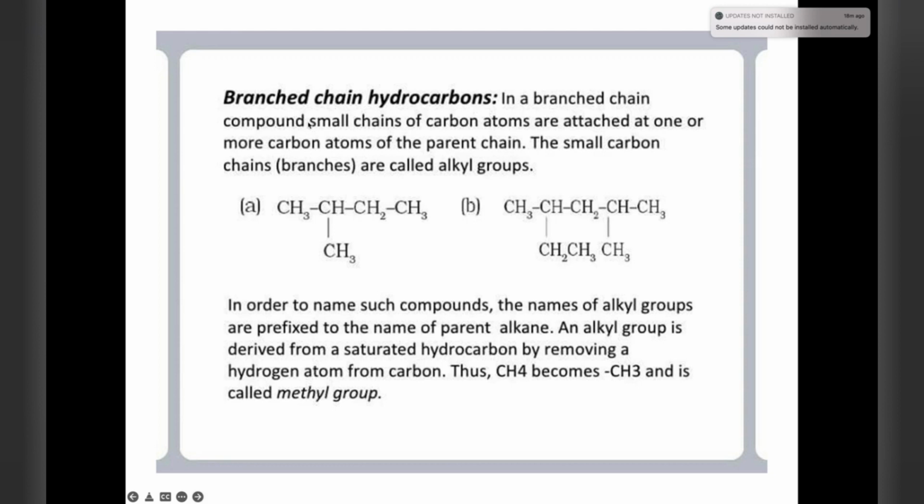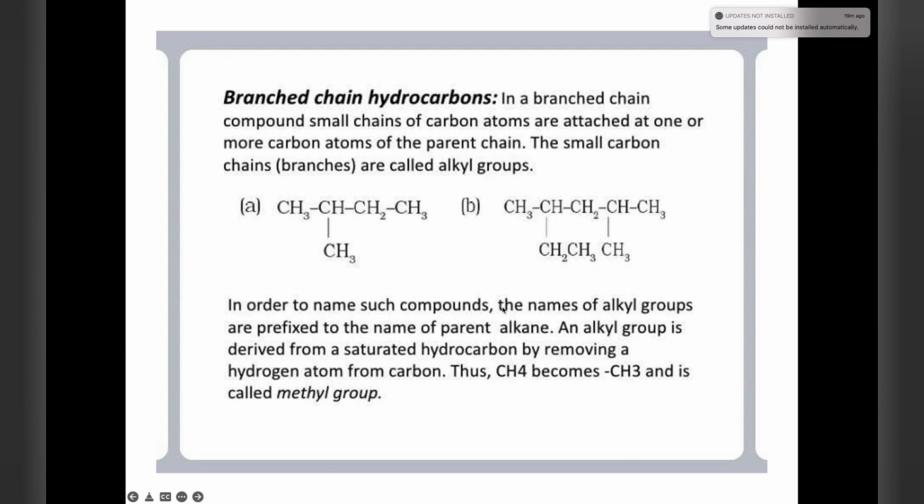In branch chain compounds, small chains of carbon atoms are attached at one or more carbon atoms of the parent chain. The small carbon chains are actually called alkyl groups. See, this is the parent chain and this is a small chain attached to the parent chain, and this is what we call an alkyl group. See another example. This is the parent chain, and here one branch C2H5 and here CH3. So, methyl group, ethyl group and all that.